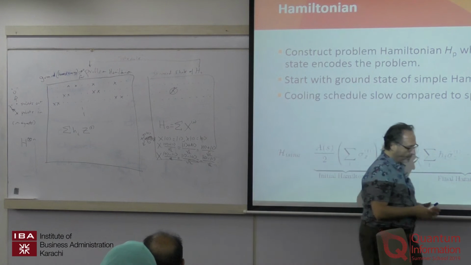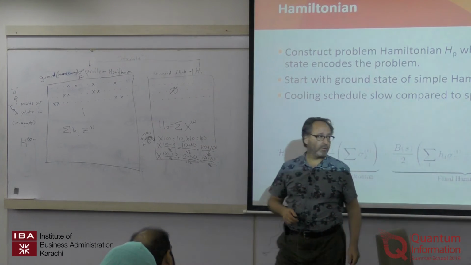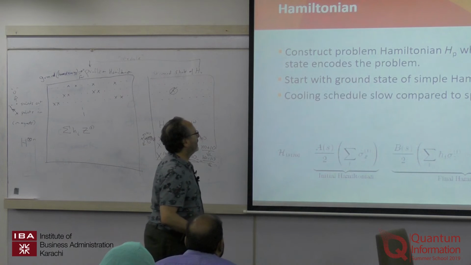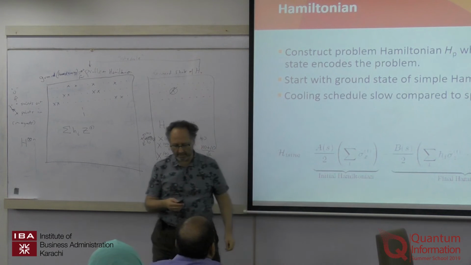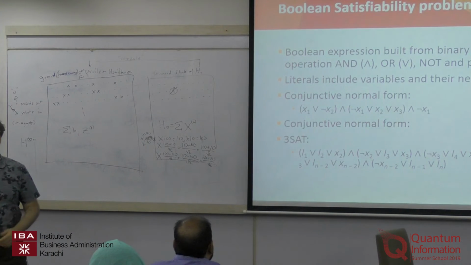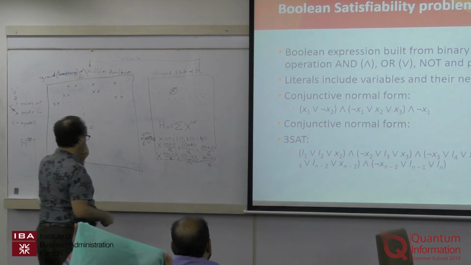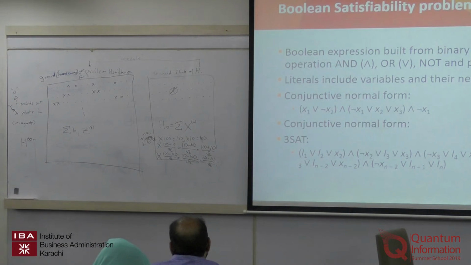See if I covered all that. So we have the Hamiltonian. We know it has to be modified slowly, and you get that. Okay. So now I want to tell you about what the problem is. What does it mean to encode a problem inside of the problem Hamiltonian?